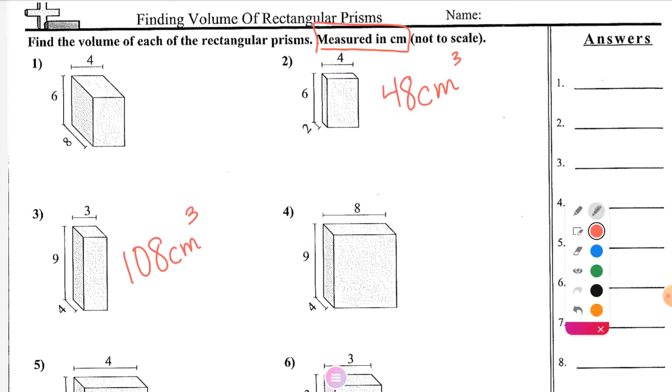Number 4, Ellie, what'd you get? 288 units squared. Correct. Centimeters cubed. Guys, you would have had to take 4 times 9 times 8. Number 5, I'm not going to scroll down. Jake, what'd you get? 24 units cubed, so you would have taken 2 times 3 times 4. And yes, you would have gotten 24 centimeters cubed or 24 units cubed.